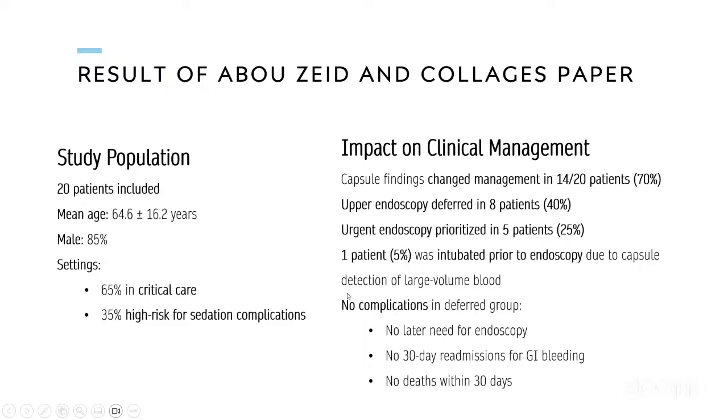They found no complication in the deferred group, the ones who did not get the endoscopy. There was no later need for endoscopy, so the decision was accurate for those patients. There was no 30-day readmission for GI bleeding, and no death within the first 30 days.